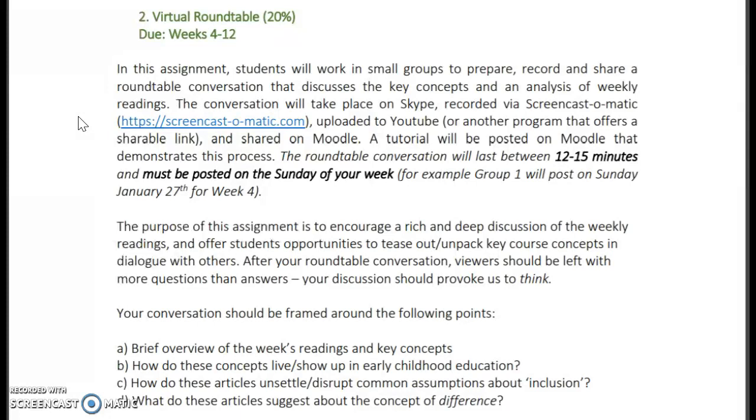Then you'll either upload it to YouTube or another program that offers a shareable link, because Moodle has a capacity and you can't upload really large videos, so you'll need to include a link to another website where your video is posted. And then you'll share it on Moodle for the class to listen to and to engage with. I'll be posting a tutorial on Moodle that demonstrates how to use Screen-O-Matic and how to post it.